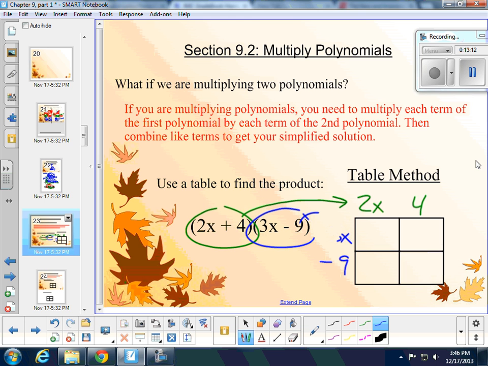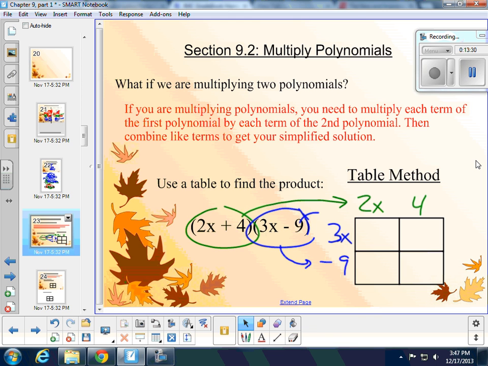I wrote 2x plus 4 on the top. Again, one term on the left, one term on the right, and it's positive 4, so I just put 4. On the other one, it's 3x and then minus 9, so I made sure I put a negative 9 in front of it there, because that's really what I'm going to be multiplying.